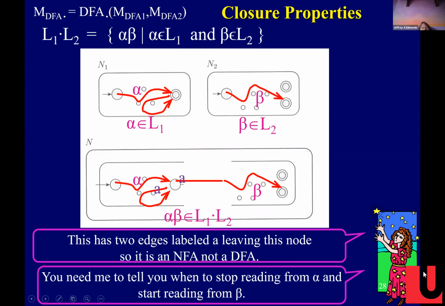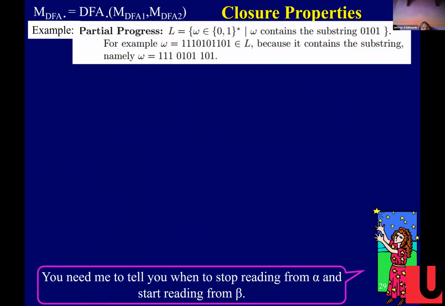So what's going to tell you how to do it is we need an NFA. We need a fairy godmother. It suddenly becomes an NFA. Because if there's a loop here labeled A, and I read an A, well, maybe I want to start reading this A, or maybe I keep reading A's in alpha. So that's not working.